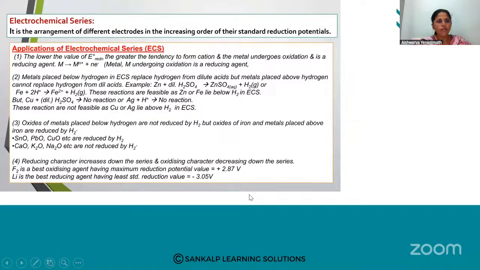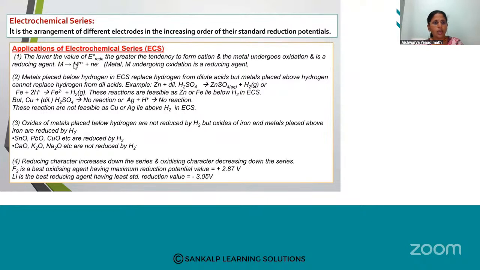So here we have electrochemical cell applications. The lower the value of E naught reduction, this is another way of how you represent standard reduction potential, the greater is the tendency to form cation. That is, the greater is the tendency to give electrons. The metal undergoes oxidation, loss of electrons, and itself is a reducing agent. It will help in reduction and itself gets oxidized.